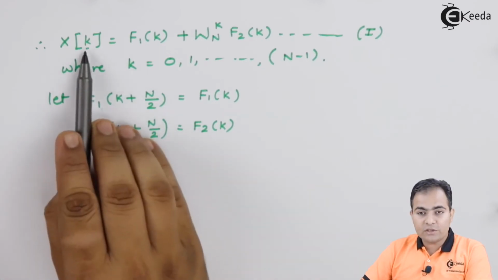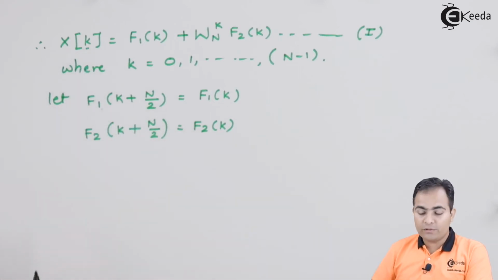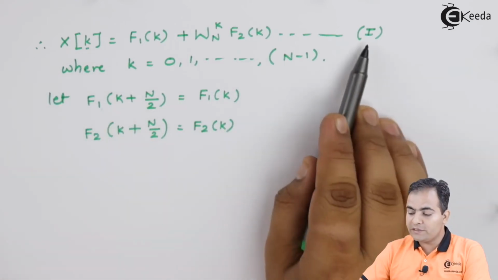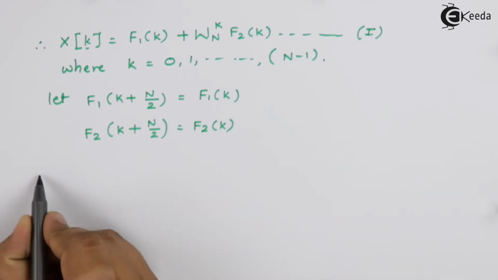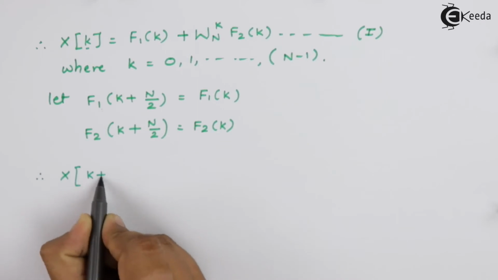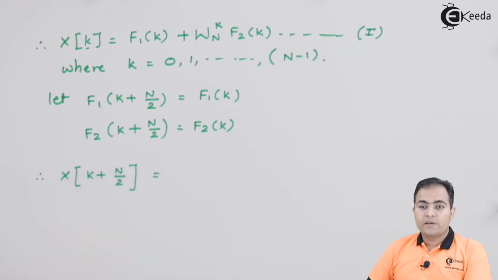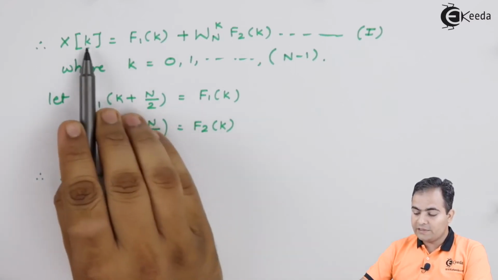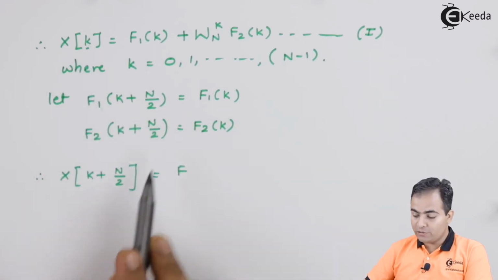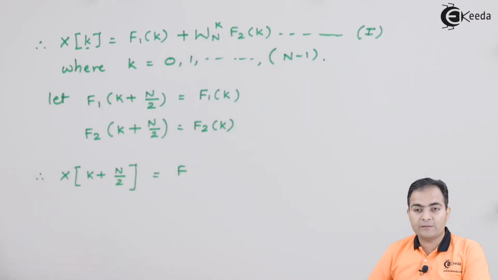So this k is also replaced by k plus n by 2, or you can say all the k which is mentioned in equation number 1 will be replaced by k plus n by 2. Basically here I'm trying to discuss the 8-point DFT. So that's why I said my even samples are 0, 2, 4 and 6. If this k is replaced by k plus n by 2, then of course all this k will be replaced by k plus n by 2.